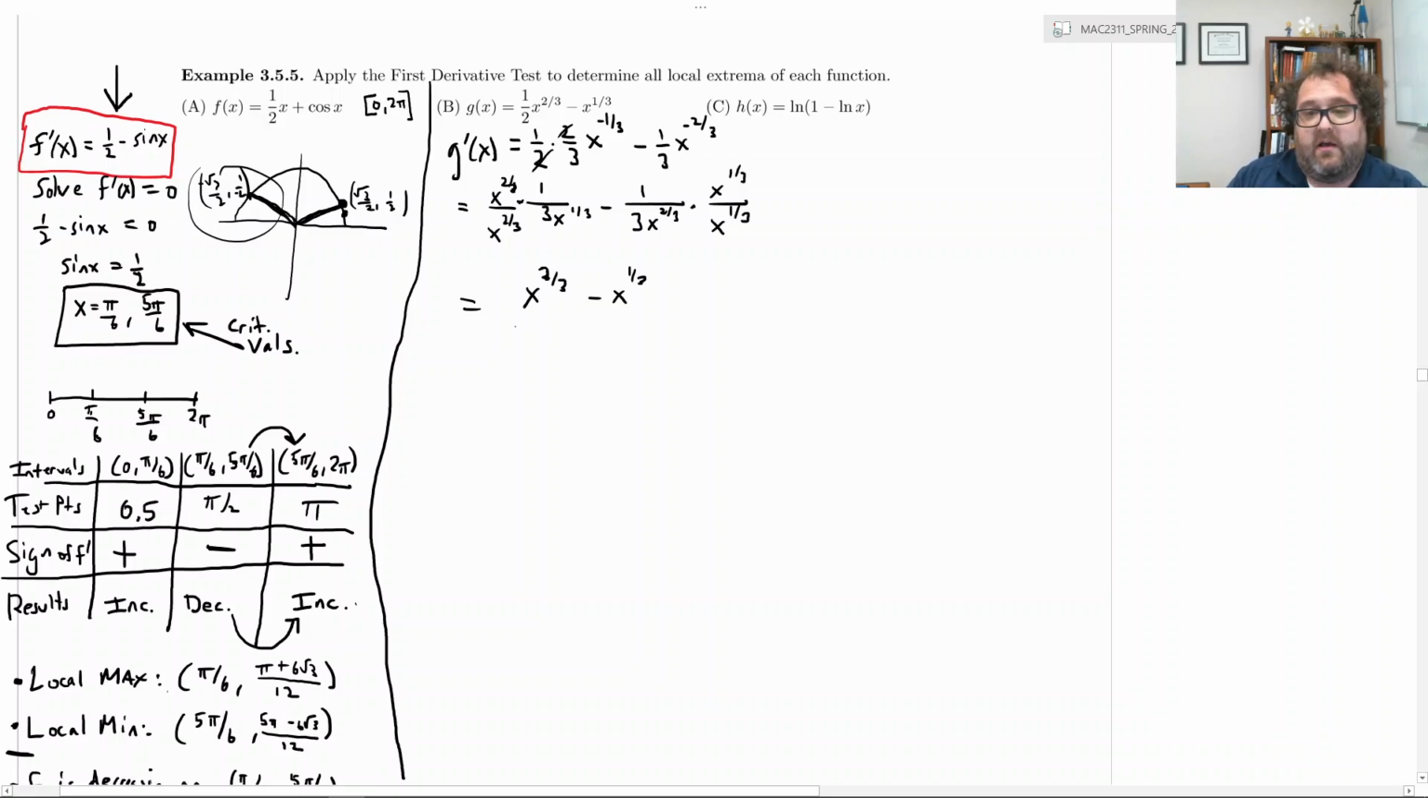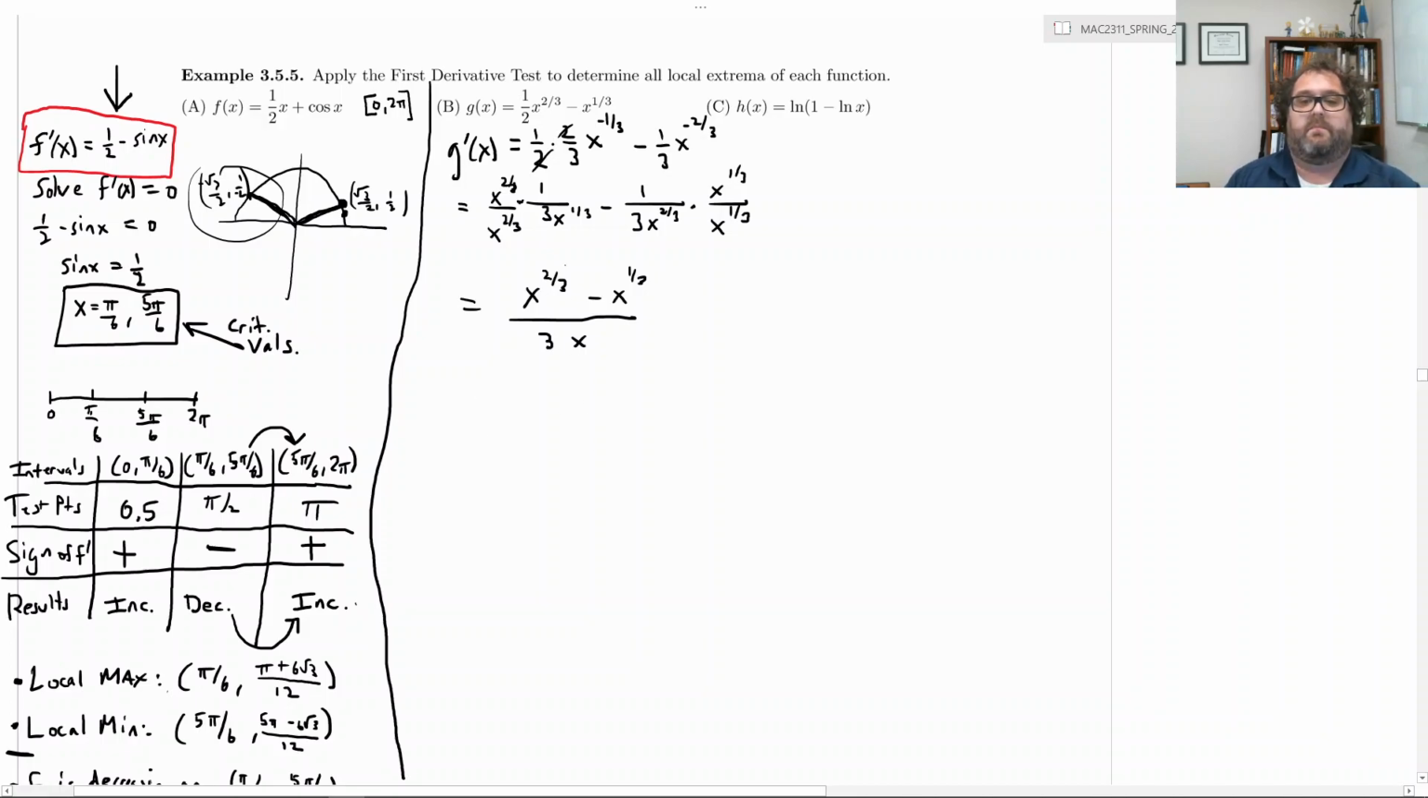But on the bottom, I'll have what? I'll have 3x, because x^(2/3) times x^(1/3), you add the exponents, you get x^(3/3), which is x to the first power. So the denominator ends up being a nice 3x. Here, let me fix that terrible 2. It's 2 over 3.